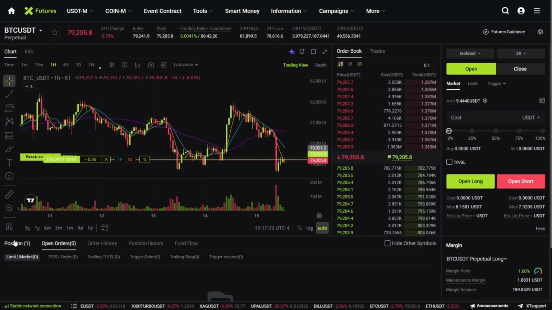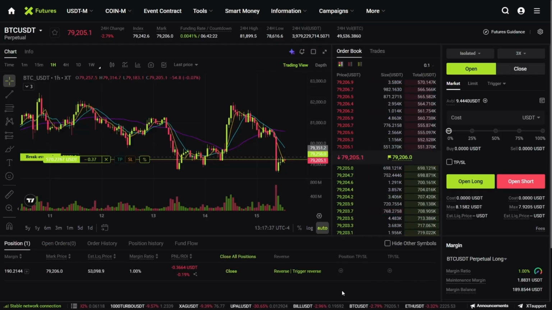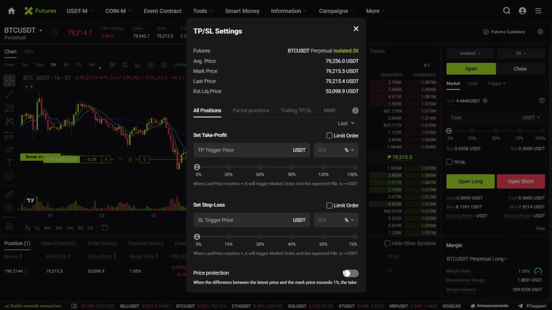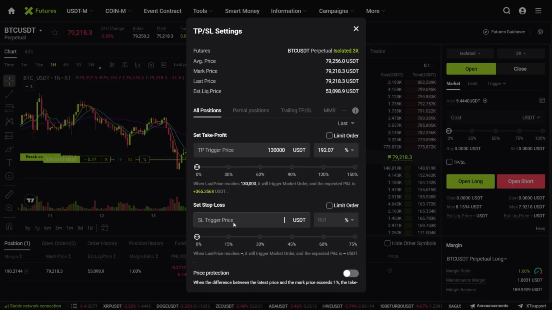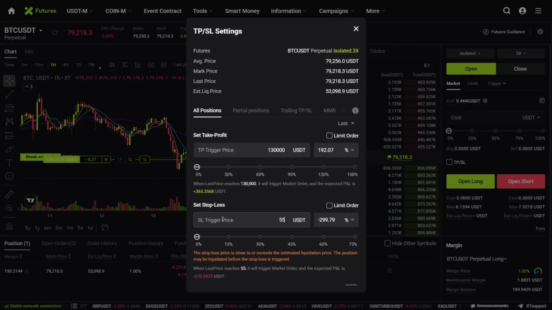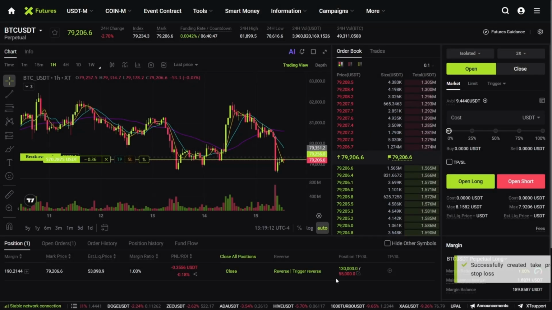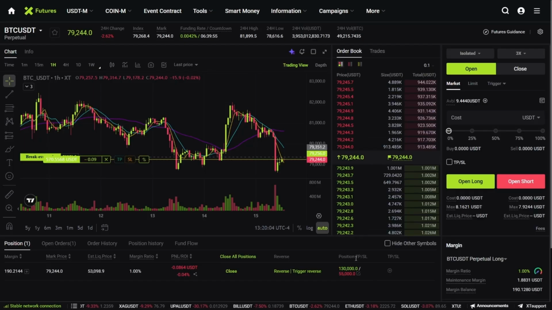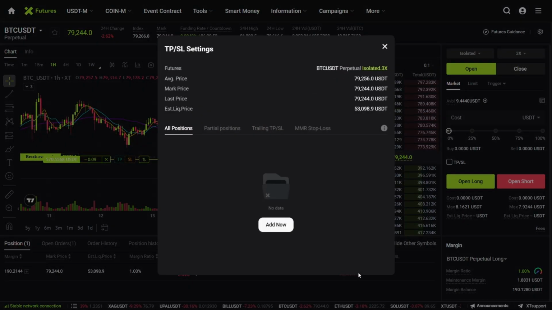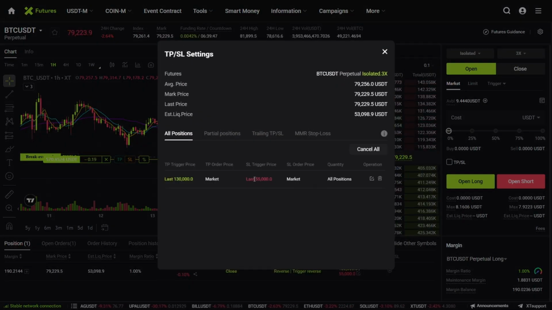So that's one way to do it. We can also go to our position, move to the right a bit, and under position, take profit and stop loss, we can click the plus sign, and we can just repeat what we did before. So we can set our take profit price around 130,000 and our stop loss price around 55,000. And we can confirm these orders. We can see our take profit and stop loss here. If we click this icon, again, we can modify our order or cancel it.